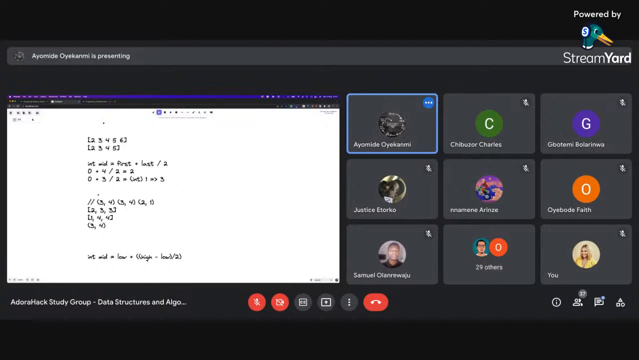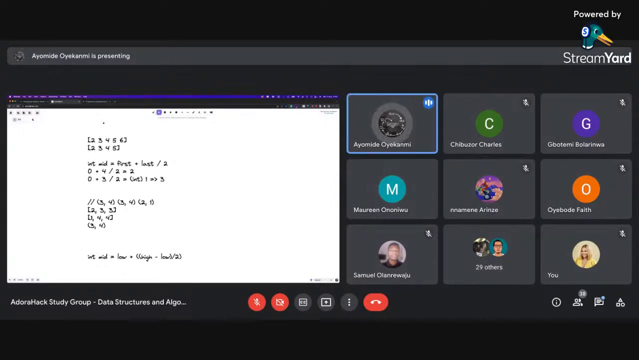So I think this would work. What if the number of places for the people that are supposed to attend a meeting is like 4? That means you have to add the 2 middle values and divide by 2, and it might give you a decimal, to get the midpoint.